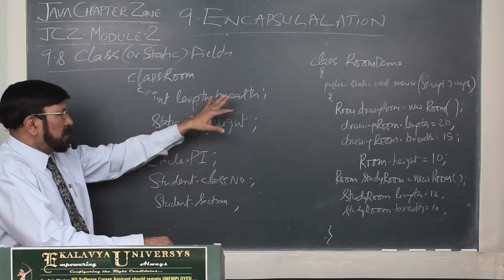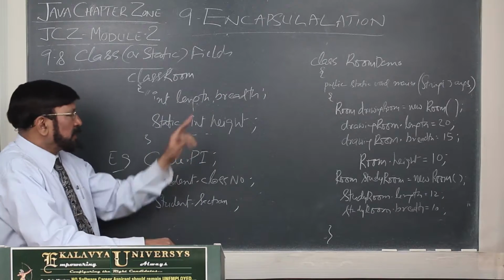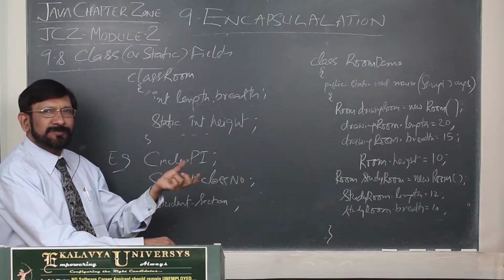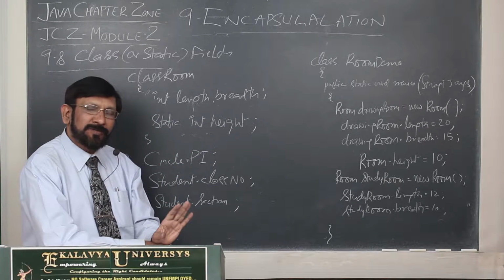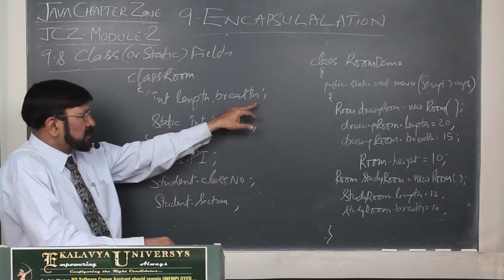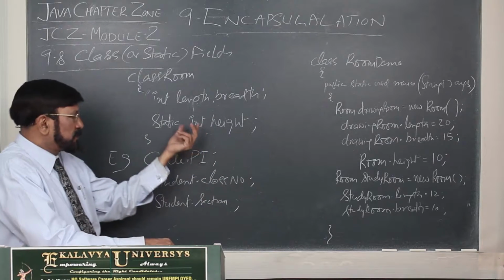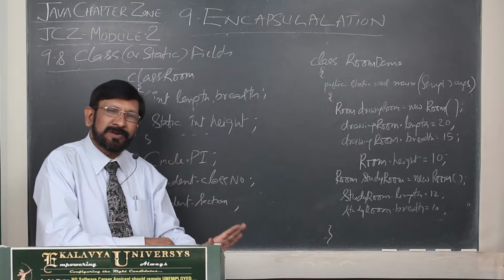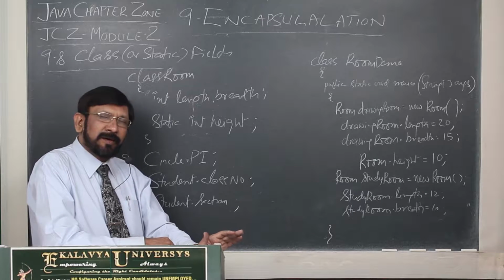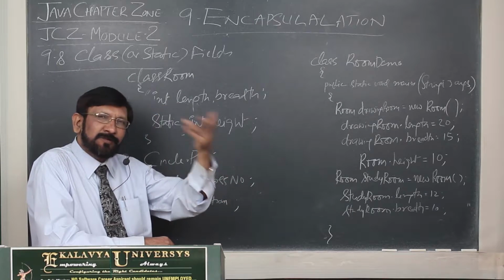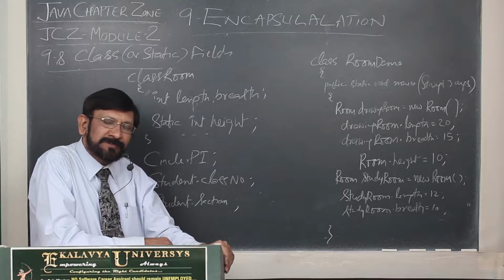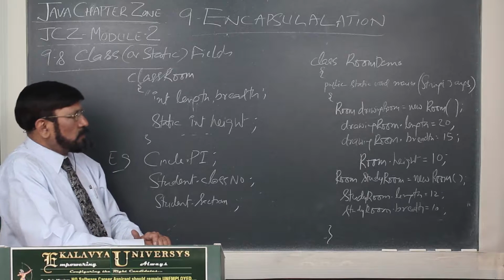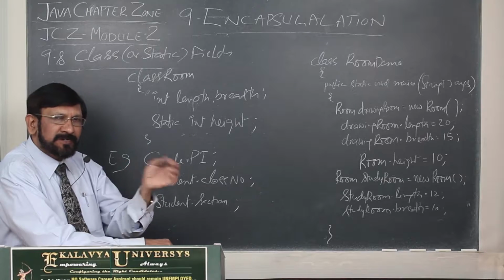Because of that, for 10 rooms, how many variables are required? 10 into 2, 20, and one copy is common for 10 rooms. Then 21 are enough. If you declare everything as instance variables, 30 are required for 10 rooms, and if you declare height as static, 21 variables are required. That is the smartness, and at the same time it reflects your prudency in coding, in implementation. That point you have to understand. Then in such a case, the code representation, the expression, is also different.